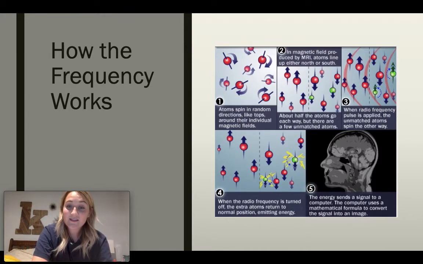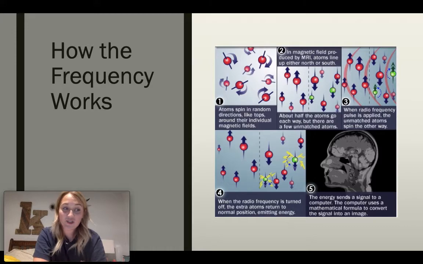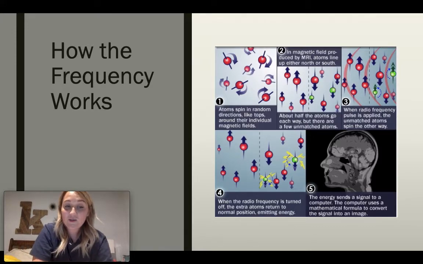This energy sends a signal to a computer. The computer then uses a mathematical formula to convert the signal into an image. The radio frequency used in MRI scanners is specific only to hydrogen atoms, and the pulse given off by the machine is directed toward the specific area of the body that is to be examined.